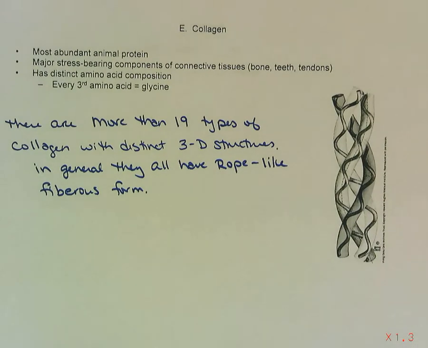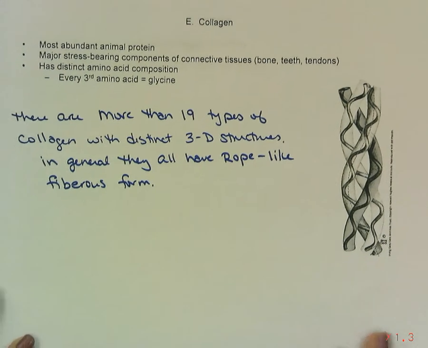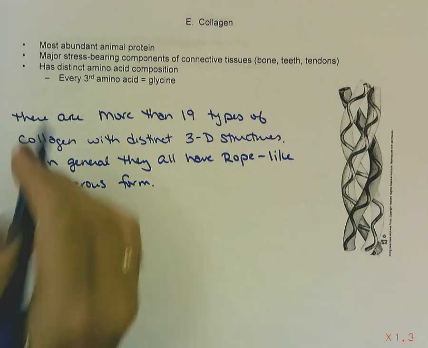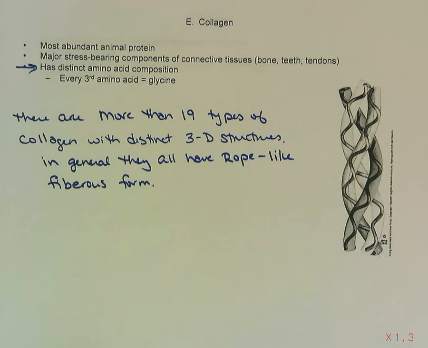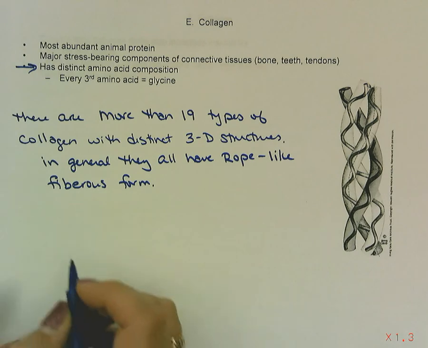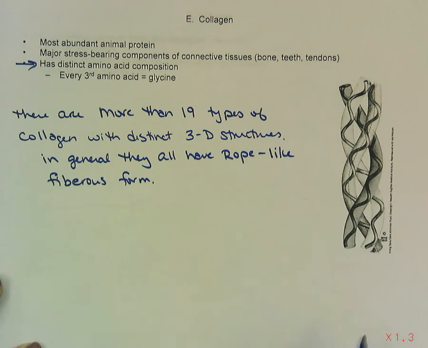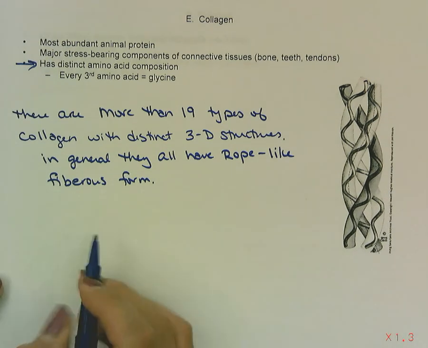Collagen has a very distinct amino acid composition, which you all looked at in your homework, and we're going to spend some time talking about it. Collagen has a distinct amino acid composition in that every third amino acid has to be glycine. And as a reminder, I guess I'll draw it over.